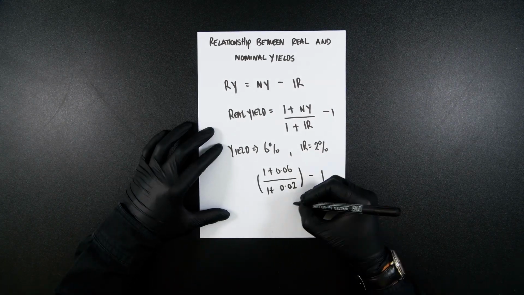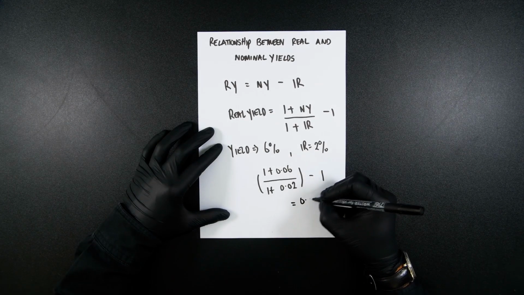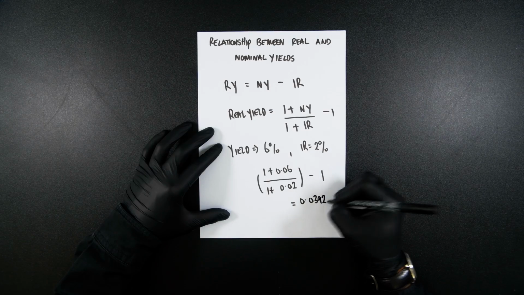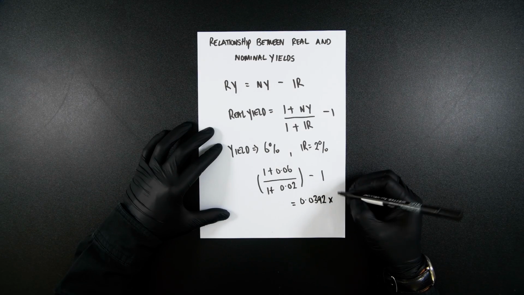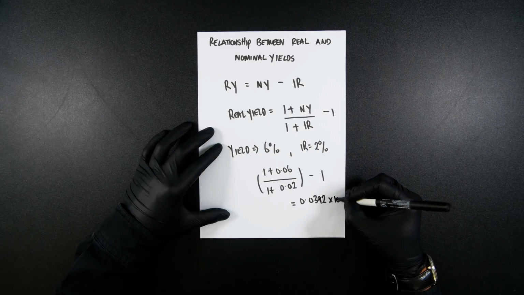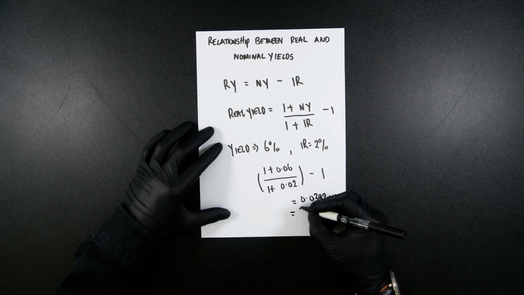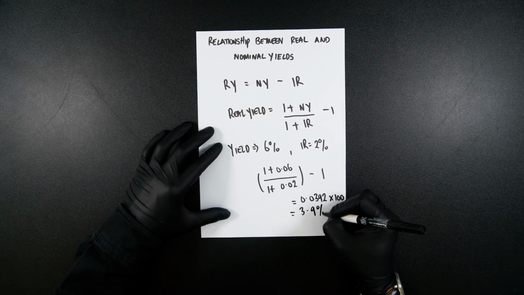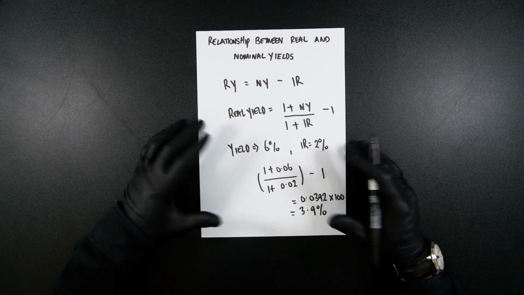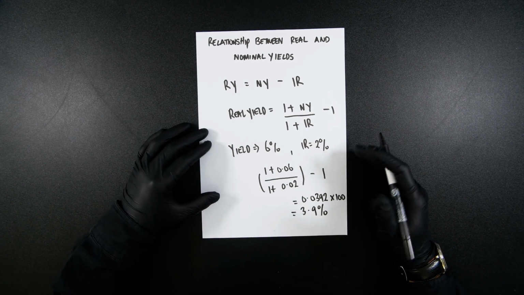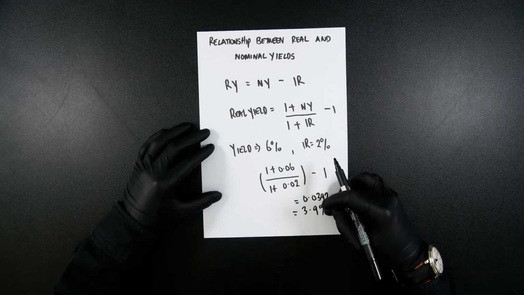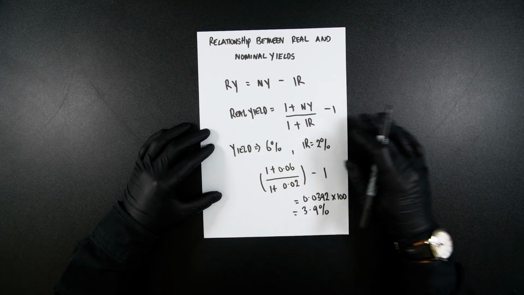This then simplified would be 0.0392. You would then, to convert this back into a percentage, multiply it by 100, which would be 3.9%. So that means the real yield, factoring in for inflation over the year, would be 3.9% on a 6% return.